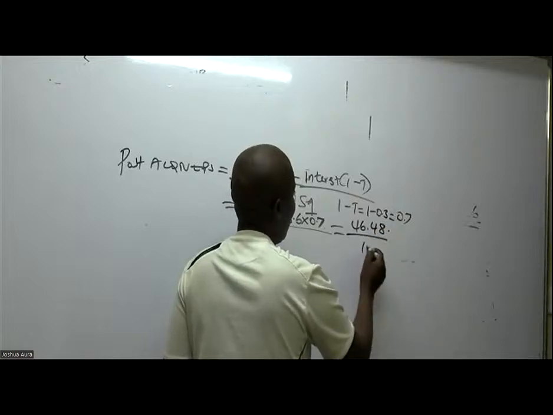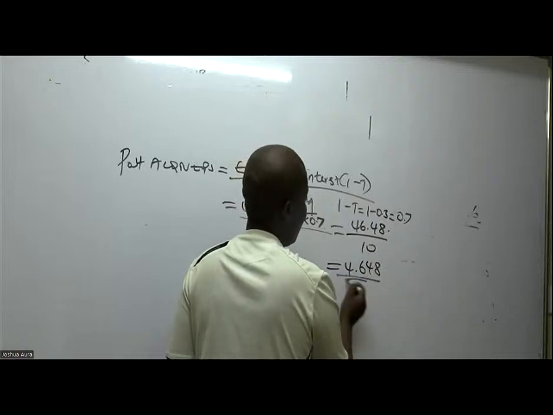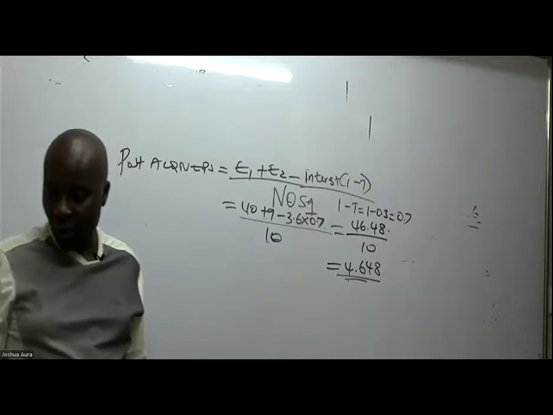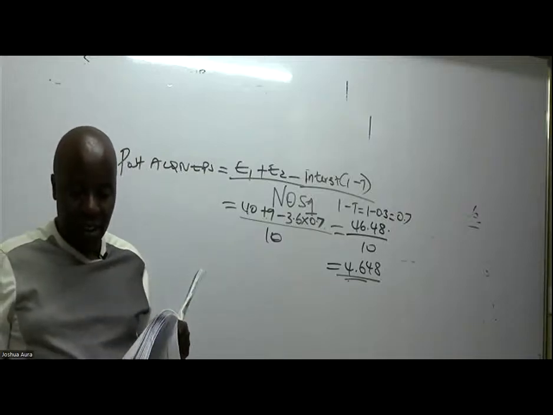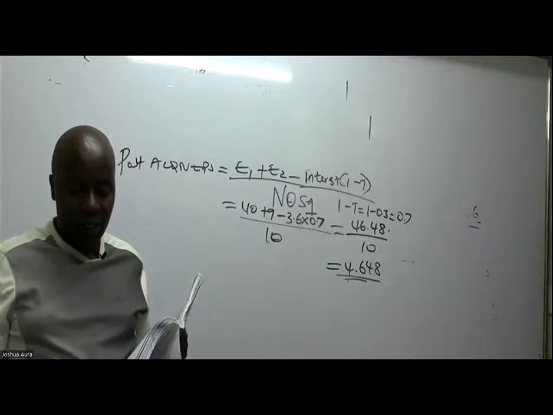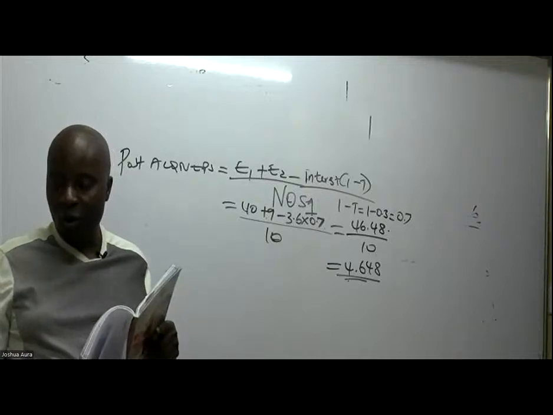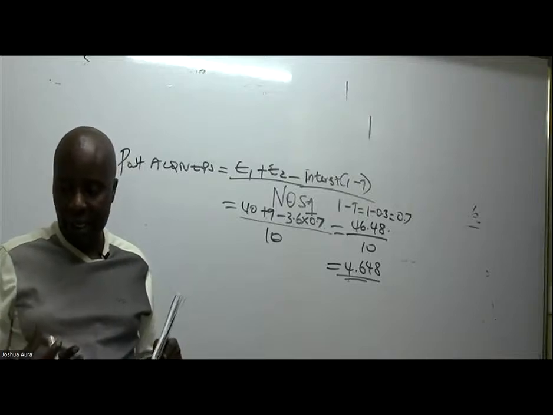46.48 all over 10. That's how we get 4.648, like that. You see, I'm not able to understand your question. Interest is not 30%. 30% is the tax. If you want to get interest, it has been given there in note 4, question 4, where they have given us the interest is 12% of the total debt.